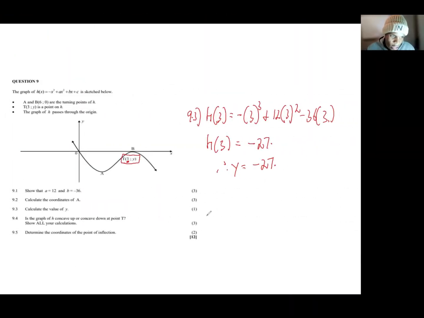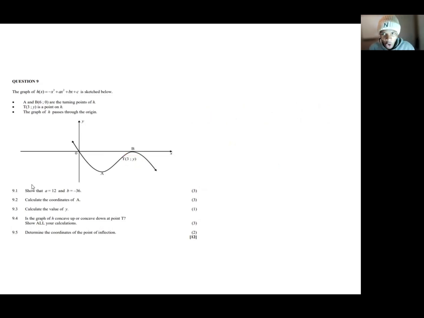Okay, so 9.4, it says, is the graph of h concave up or concave down at point T? Show all your calculations. Now listen and listen very carefully. You cannot comment on concavity without first finding the x coordinate of the point of inflection. Hence, we can even see that this is 3 marks. We can't just say concave up or concave down based on just looking at that thing, right? We need to be able to calculate the point of inflection. Why is it important that we calculate the point of inflection? Because the point of inflection is where the graph changes concavity, right?